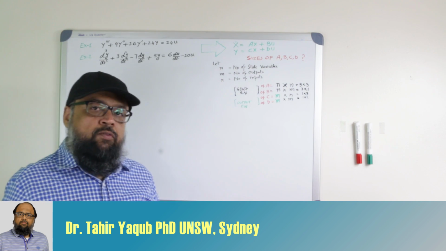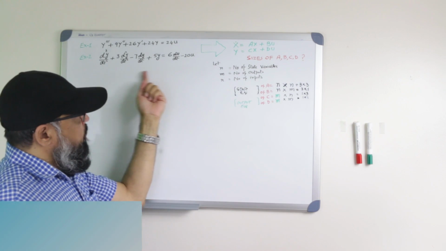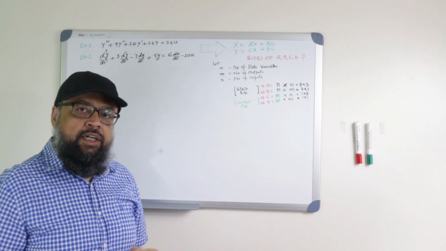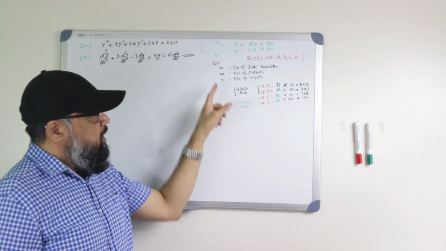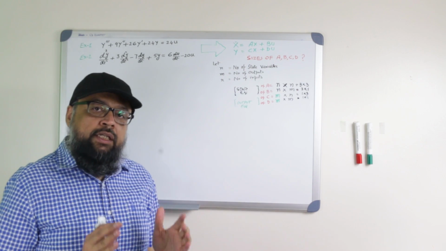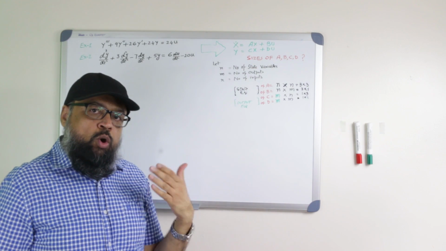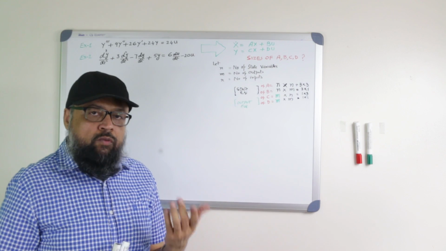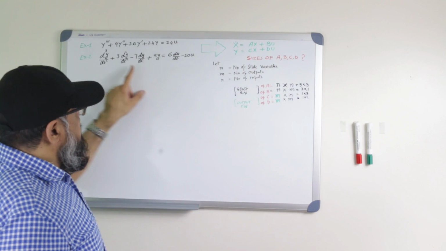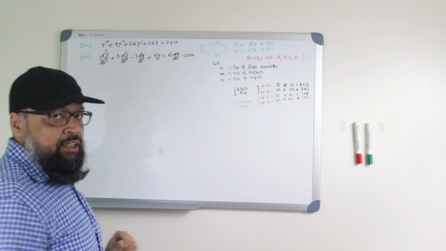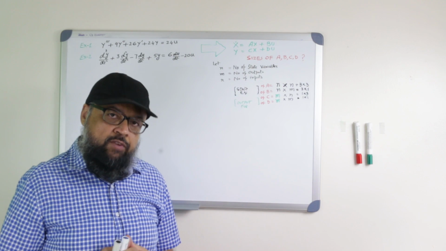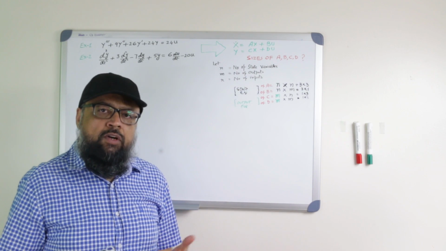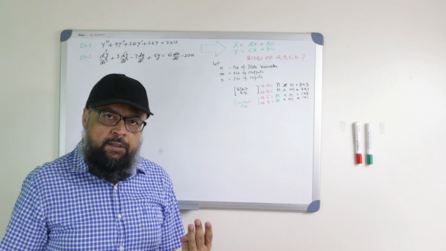The first thing when you want to transform from a differential equation to a state space equation is that you should understand three important things: how many state variables you have, how many outputs, and how many inputs. So how to find that? Very simple. Just look at the highest derivative. It's the third highest derivative in the differential equation. So it means there will be three state variables.